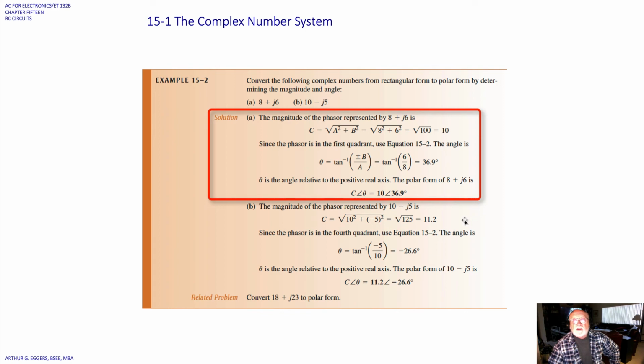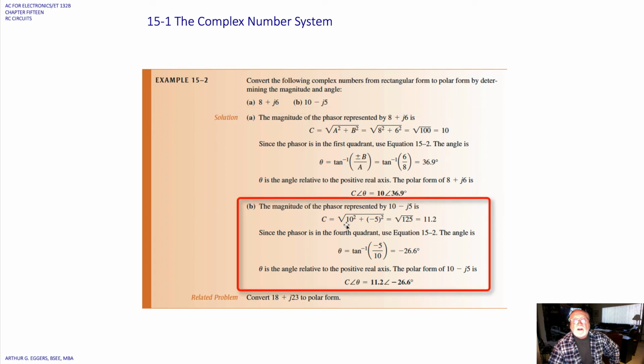We do the same thing with the second example, 10 minus j5. Apply the Pythagorean theorem, and we get a magnitude of the square root of 125, which is 11.2. We find the angle theta is equal to the inverse tangent of minus 5 over 10, which gives us minus 26.6 degrees. So theta is the angle relative to the positive real axis. The polar form of 10 minus j5 then becomes 11.2, the magnitude, at an angle of minus 26.6 degrees.